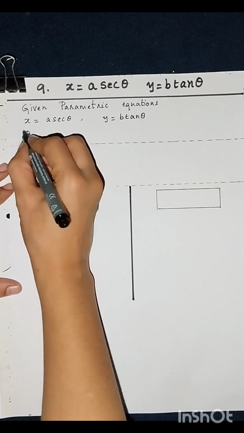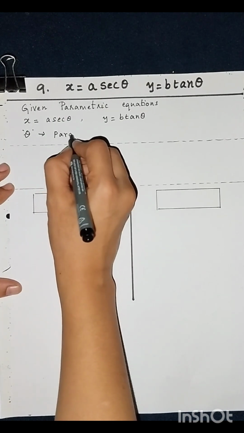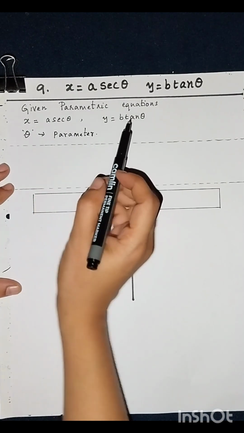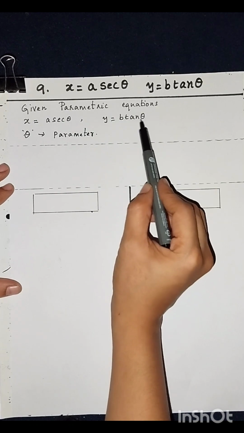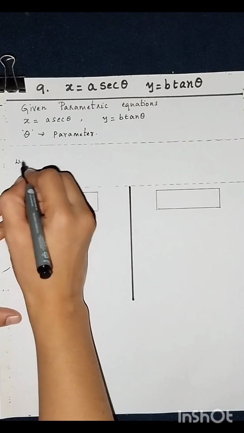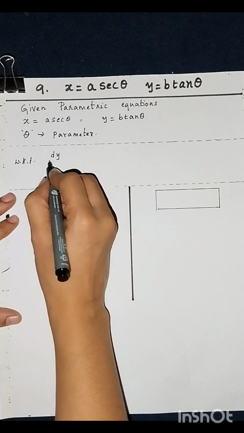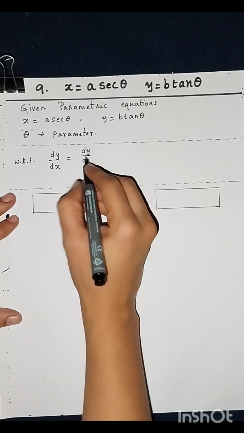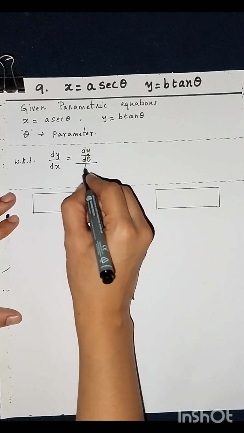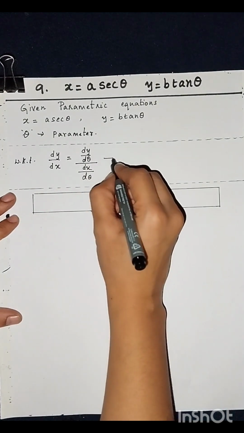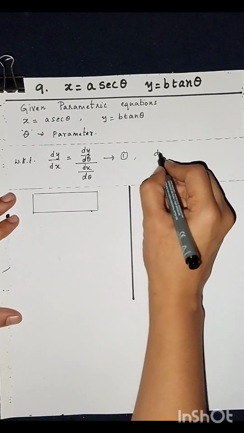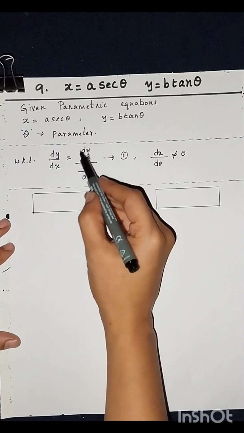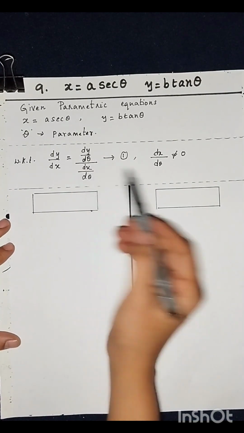So here theta is the parameter. The function x is with respect to theta and this function is dependent on theta. But we want y dependent on x. So for that dy by dx equals dy by d theta divided by dx by d theta. So this is equation 1, and we know that the denominator should not be equal to 0. So we want dy by d theta and dx by d theta.